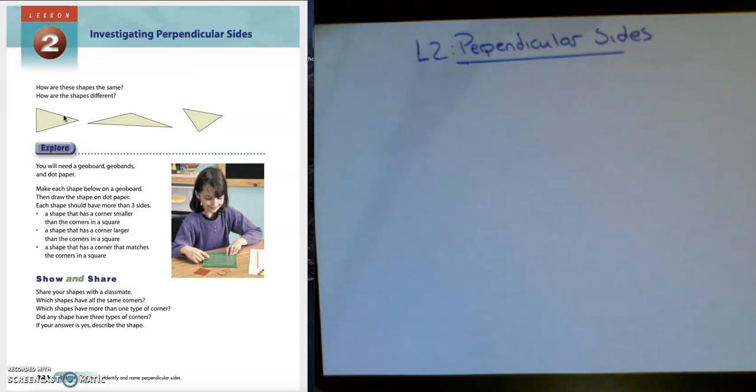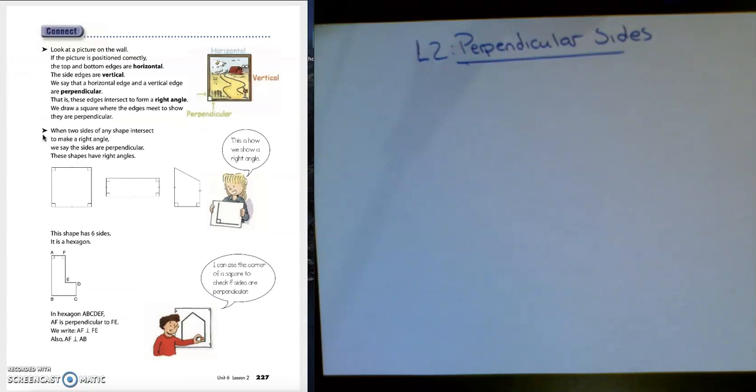We're going to take a look at perpendicular sides, which is another attribute of shapes in geometry. We're also going to add in a few more concepts. Hopefully most of them are just review from previous grades, but you never know. So I'm on page 226 in your textbook if you want to follow along or get ready to jumpstart your practice questions.